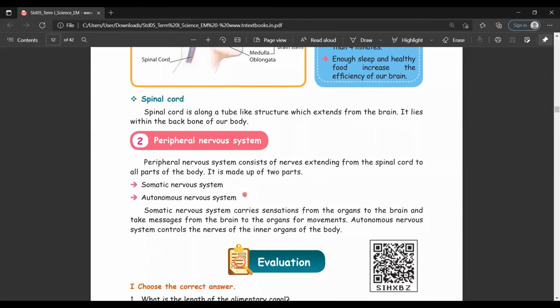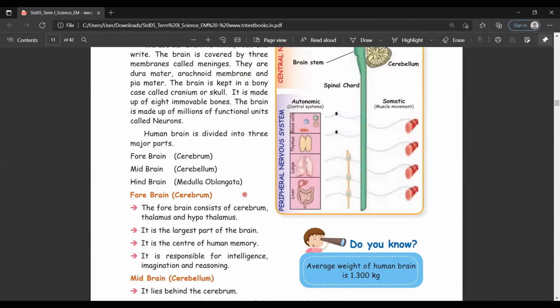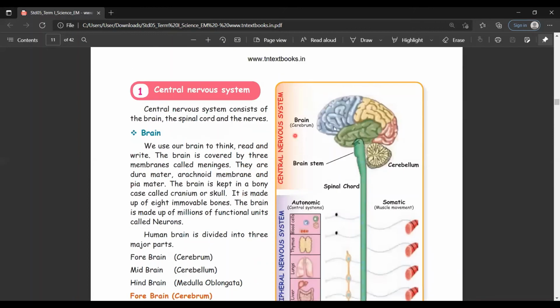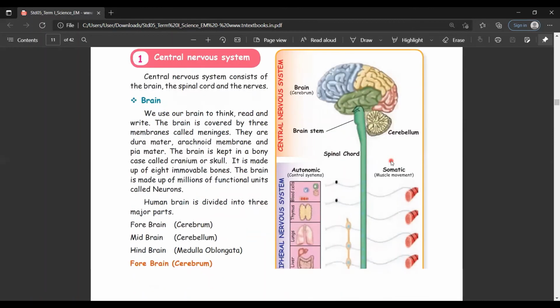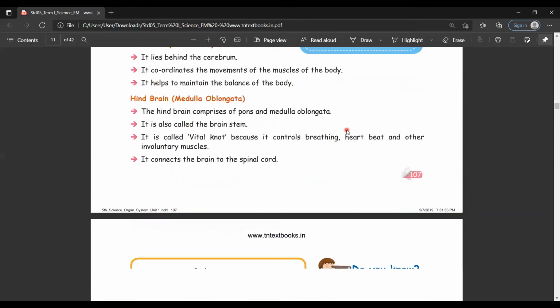Next one is peripheral nervous system. There are two types of nervous system, isn't it? Central nervous system and peripheral nervous system. So far we have studied about central nervous system. Now we are going to study about peripheral nervous system. So what is there in the central nervous system? Brain, spinal cord, nerves. Yeah. So now we are going to read about peripheral nervous system.